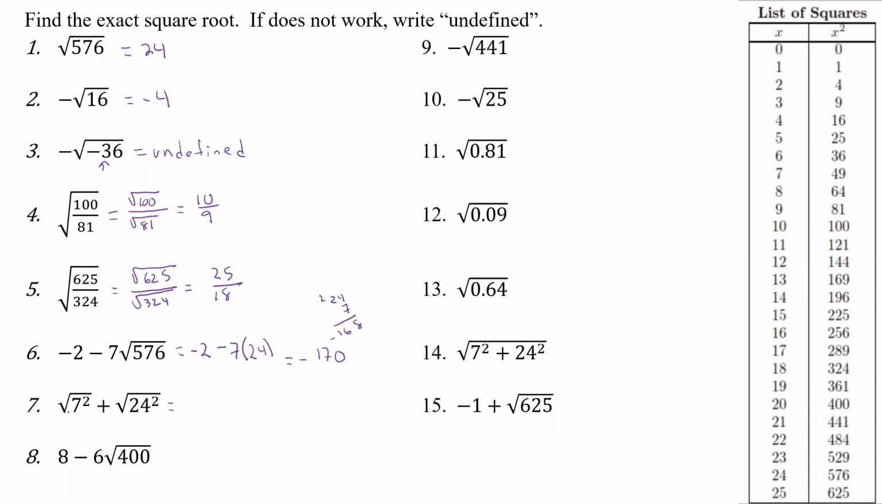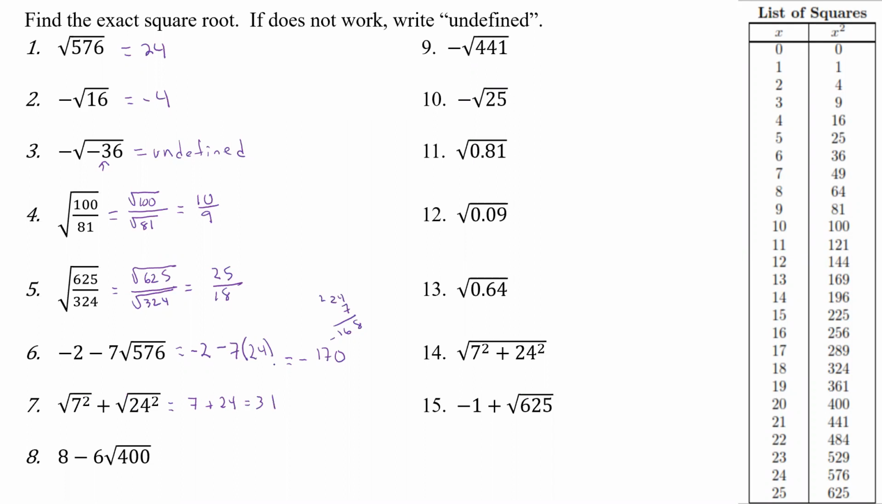All right, so this one we have the square root of 7 squared. So that one, basically, if we take the square root of something squared, that square root and the squared cancel each other, and we just have a 7. And this one we have a square root and a squared. Those are going to cancel each other, plus 24. And so we just take 7 plus 24, and we get 31.